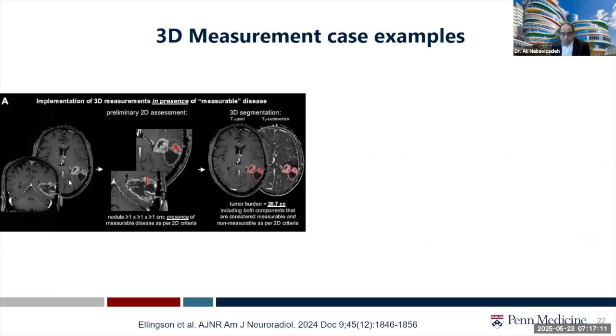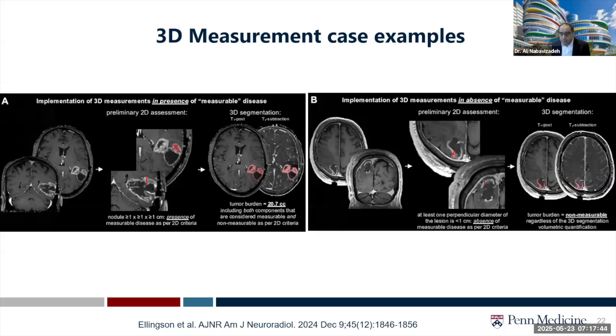So this patient has multiple nodules, and you can see this dominant nodule here and one medially. First of all, we need to confirm that this nodule is more than 10 millimeter in all three planes. So this is confirmed. And after that, we can use 3D segmentation that gives us the tumor burden. Tumor segmentation just focuses on all the enhancing part, even what is surrounding the surgical cavity. You can see examples of 3D segmentation on non-measurable disease. Using the 2D criteria, this lesion is less than 1 centimeter in all 3 dimensions, and so this is a non-measurable disease.